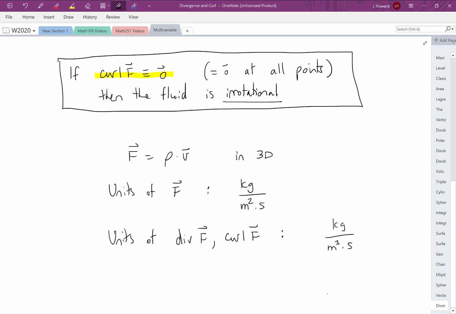We know how to calculate divergence and curl based on these examples, and hopefully we also understand the physical interpretation of those two operations. Thanks for watching.